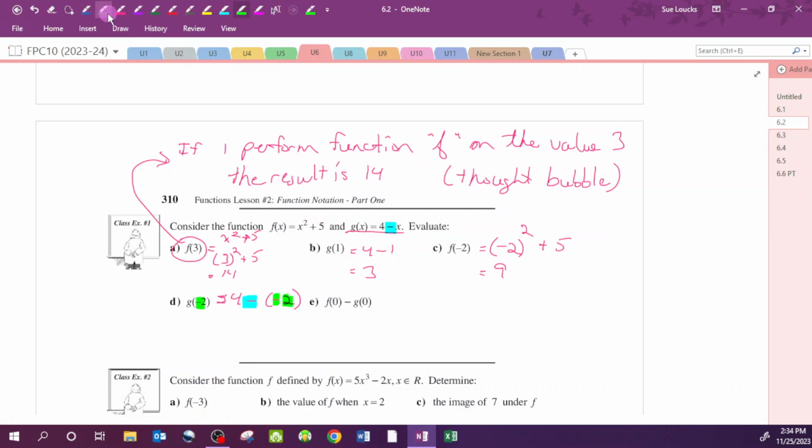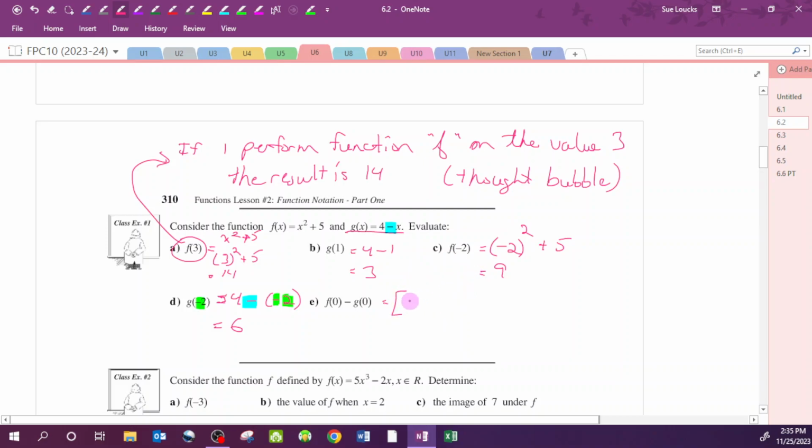All right, and then I've got 4 minus minus 2, which is 4 plus 2, which is 6. Okay. And then in this example, I've got f of 0 minus g of 0. So I'm going to put this in big brackets because I do need to separate the two parts.